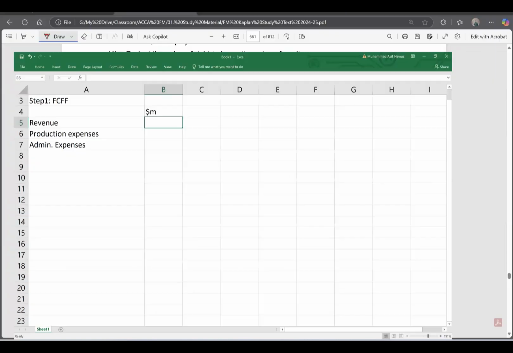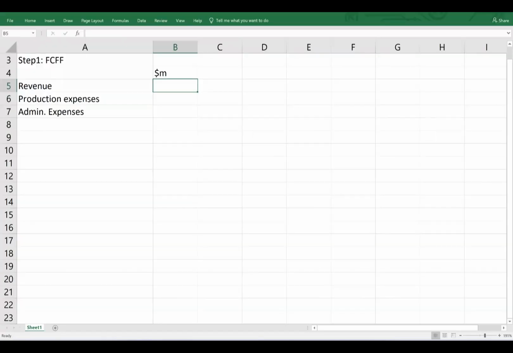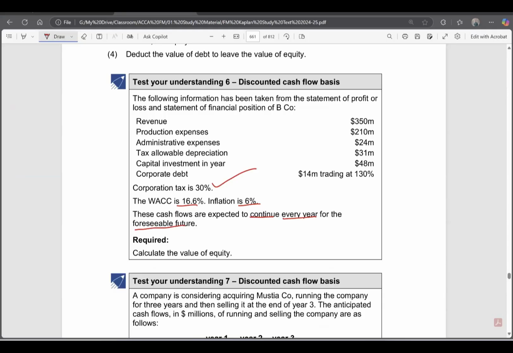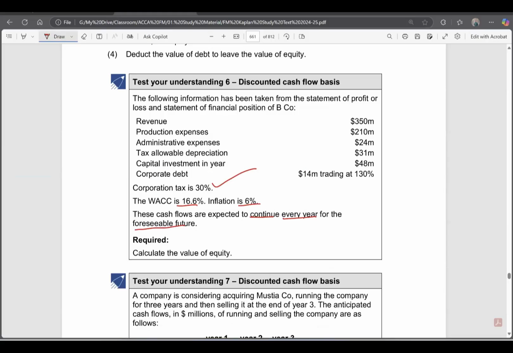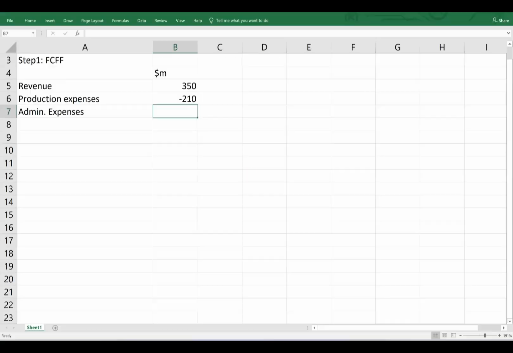Okay, so how much revenues we have? 350. Production expenses 210. Admin expenses 24. Okay.